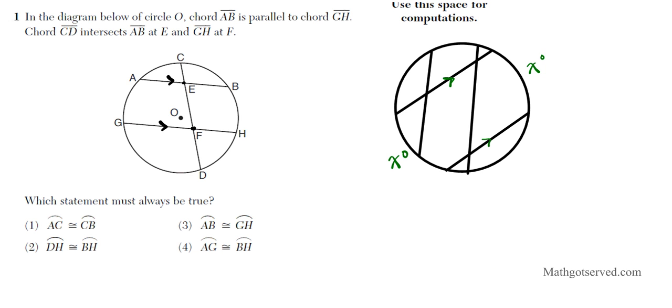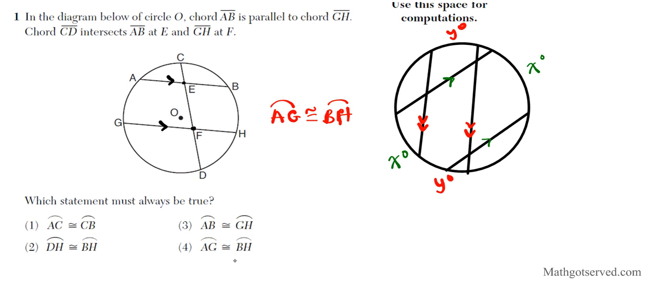So let's say that this line right here is parallel to this line. Guess what that means? They're going to intercept congruent arcs. So if this were y degrees, this one here will be y degrees also. Taking a look at this problem, since these two chords are parallel, they're going to intercept congruent arcs. So this arc right here is going to be congruent to this arc right here. So we can conclude that arc AG is congruent to arc BH. So that's the rule for parallel chords.